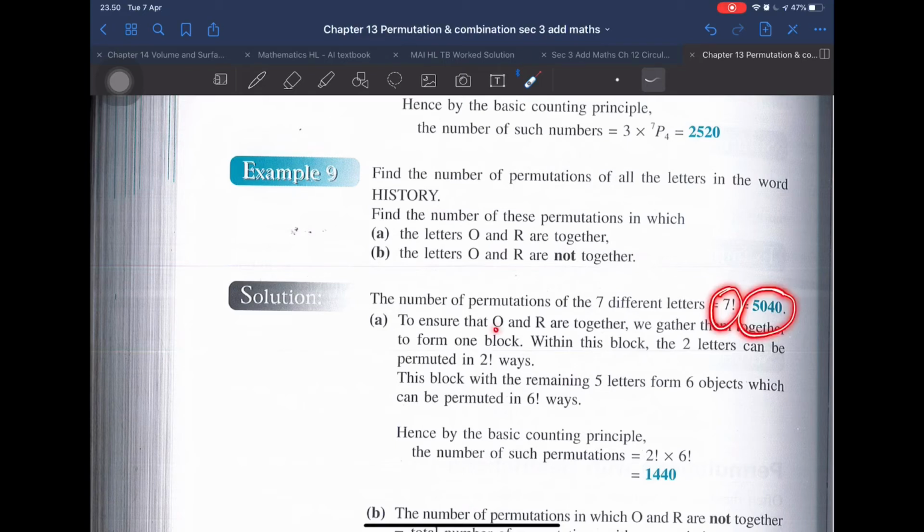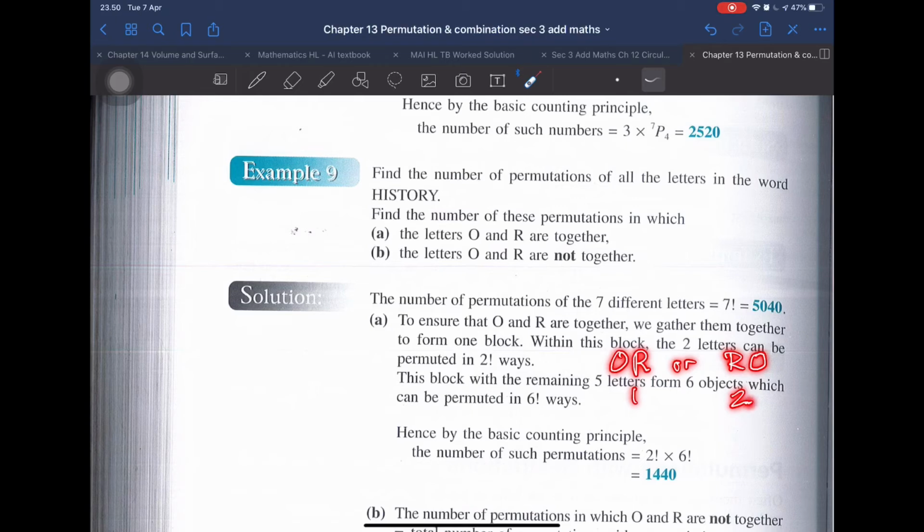But since O and R are together, we gather them to form one block. It means one unity. Within this block, the 2 letters can be permuted in 2 factorial ways. What does it mean by that? Technically, we can write OR or RO. There are 2 different possibilities if we want to arrange those 2 letters only.